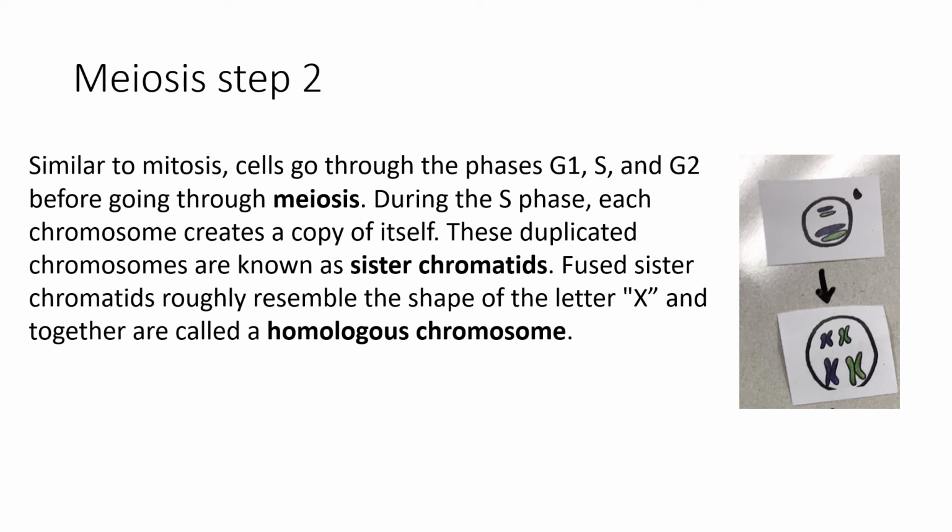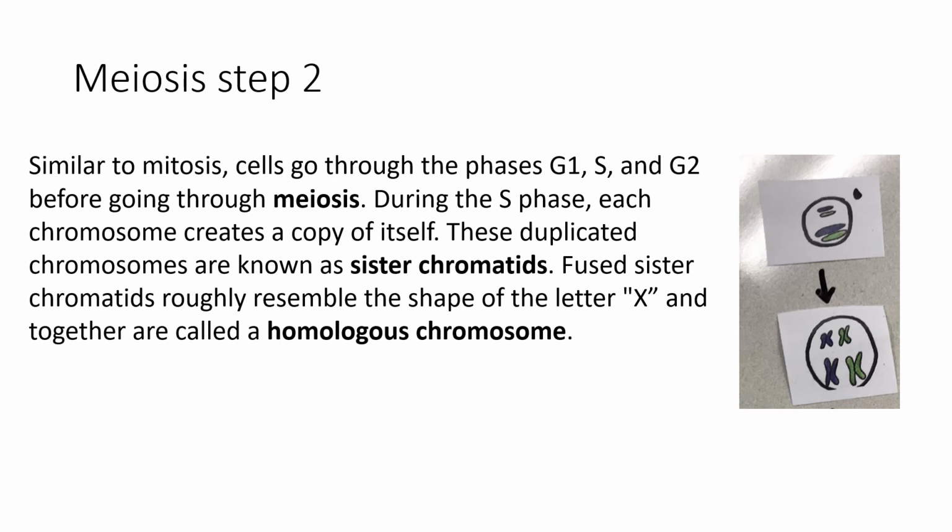So, similar to mitosis, cells go through phases G1, S, and G2 before going through meiosis. During the S phase, each chromosome creates a copy of itself. These duplicated chromosomes are known as sister chromatids. Fused sister chromatids resemble the shape of the letter X and together are called homologous chromosomes. So we have our sister chromatids. Each one of the X's you see on this picture is going to be a sister chromatid.